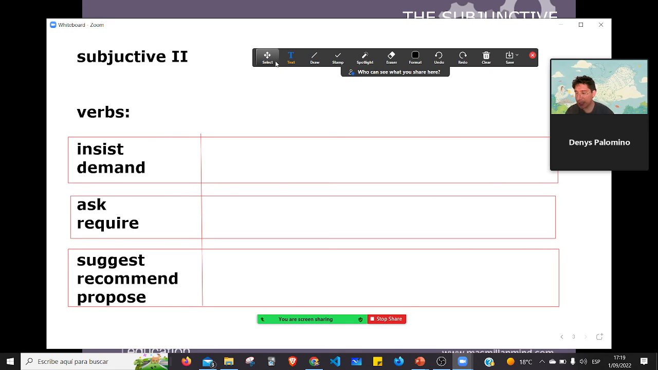Insist and demand, nosotros tenemos una alternative form. Okay? For example, we can say insist, demand, nope. They don't have an alternative form. They have just the previous one. I insist that. You insist that. We demand that. You got that part?